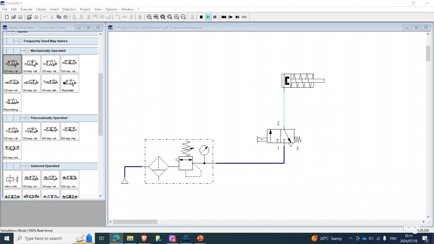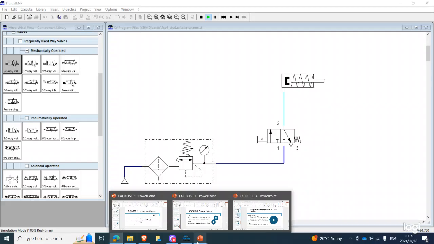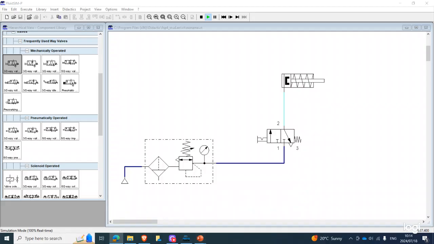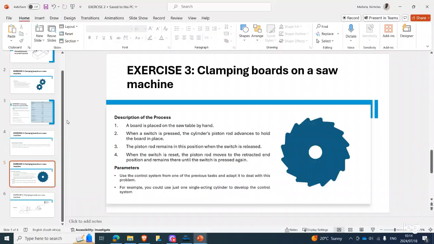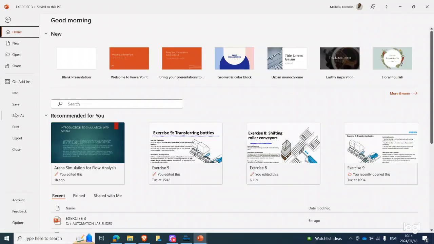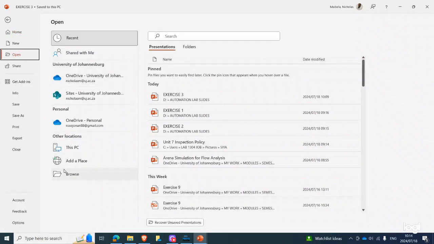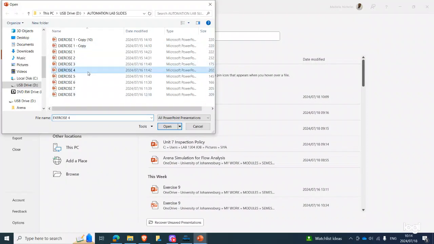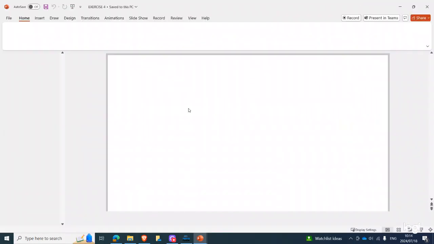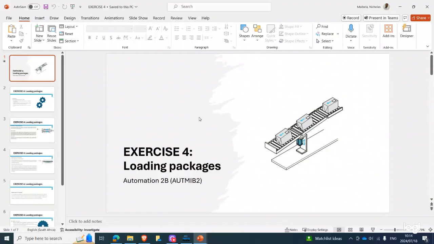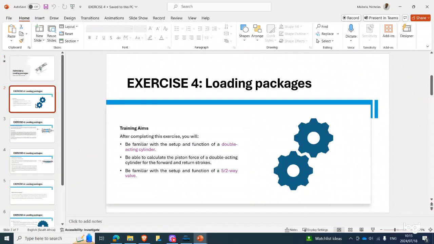So now, moving on to exercise number 4. So now in our exercise number 4, let me try and open it. So in exercise number 4, we are designing a pneumatic system that is used for loading packages, right?